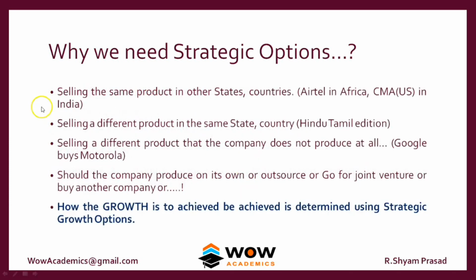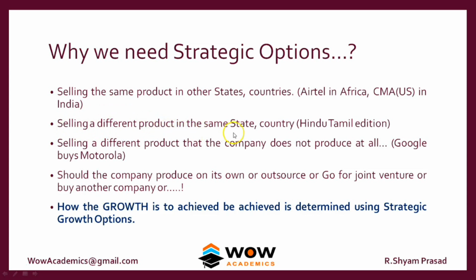Apart from this, a company can also sell the same product in other countries or in other states. Something like Airtel providing telephone service in Africa. There's a course called CMA US, which is a US-originated course, but it is being sold in India. Even if you take ACCA and CMA, they are UK courses, but they are being sold in India.